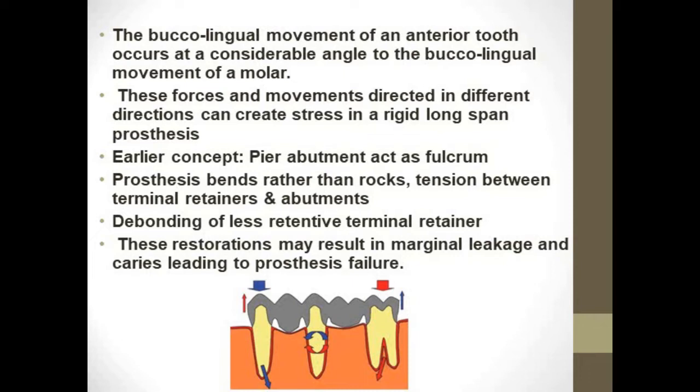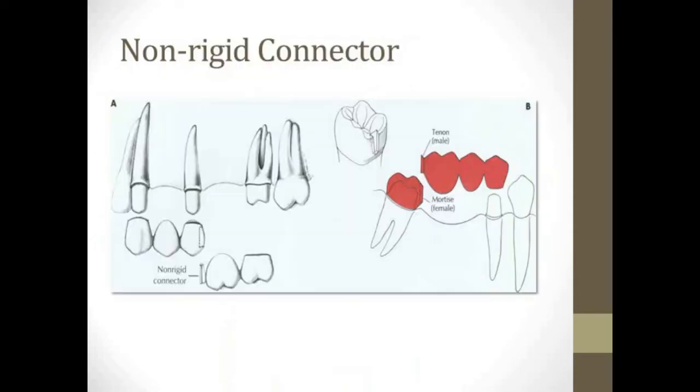When debonding happens, it usually happens on the retainer which is less retentive, that is usually the anterior tooth, because it is generally of smaller dimension, usually a canine. So the retention on a smaller anterior tooth is usually less than that of a posterior tooth. So debonding happens on the less retentive terminal retainer, that is usually the anterior tooth. There are limits to increasing a retainer's capacity to withstand the displacing forces, so some other means must be used in order to neutralize the effect of these harmful forces.